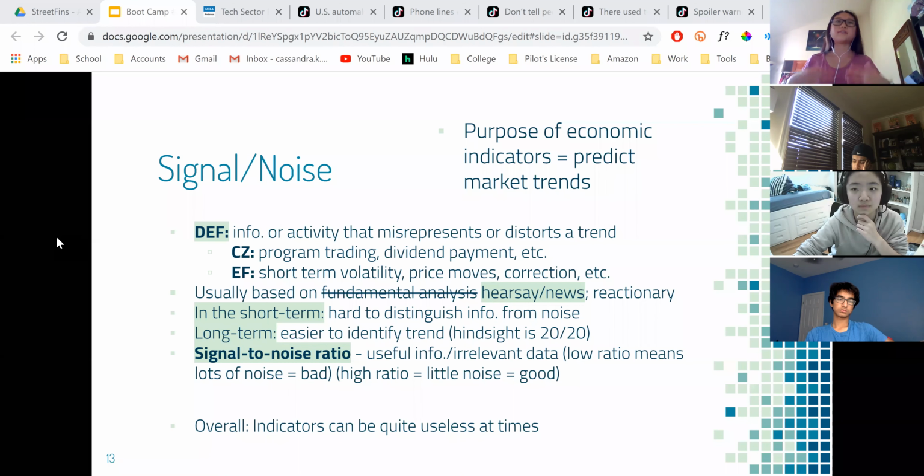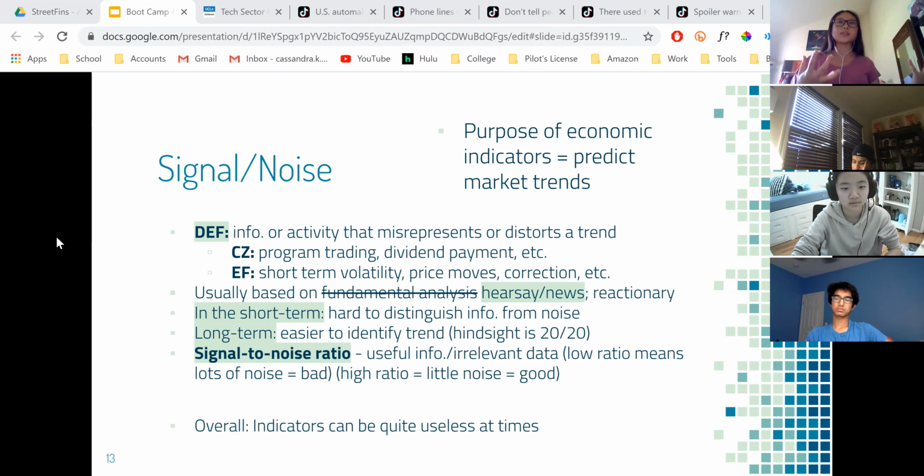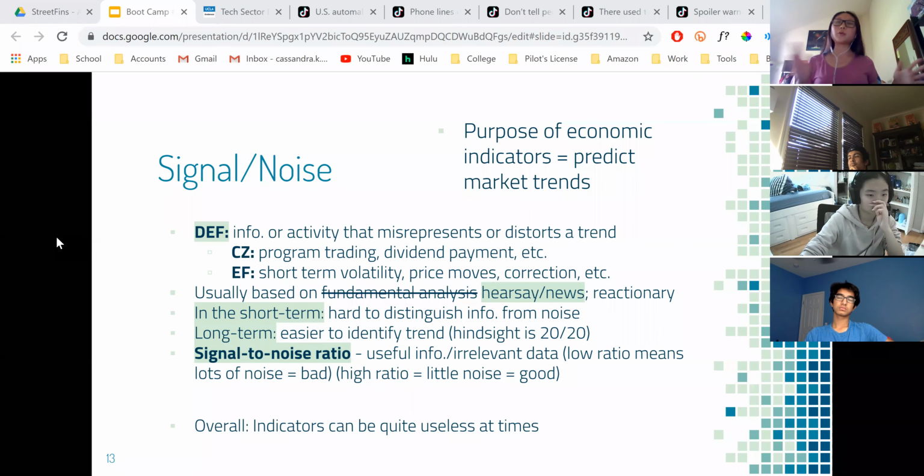The basic definition of noise is information or an activity that misrepresents or distorts a trend. That can mean there was a trend and it exaggerated it, or interpreted it wrong, or actually changed the trend itself. Some causes are program trading, which is when you use computer programming, like an algorithm, to buy a whole bunch of stocks in a very short amount of time. There are also dividend payments, which, if you remember, is when companies want their investors to stay loyal to them, so they give them regular cash installments.